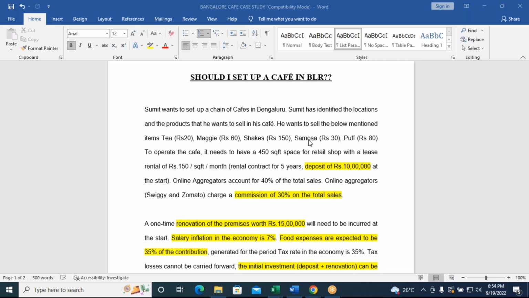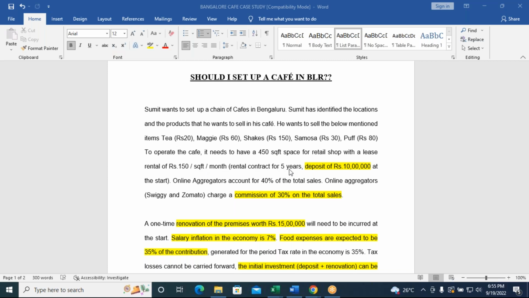To operate the cafe, it needs to have 450 square feet space. Means the location, what is he looking for? To set up a cafe, he requires a space of 450 square feet, for a retail shop with a lease rental of rupees 150 per square feet. Whatever the square feet is, per square feet will be costing around 150, and that will be per month. This is the amount he is going to pay per square feet.